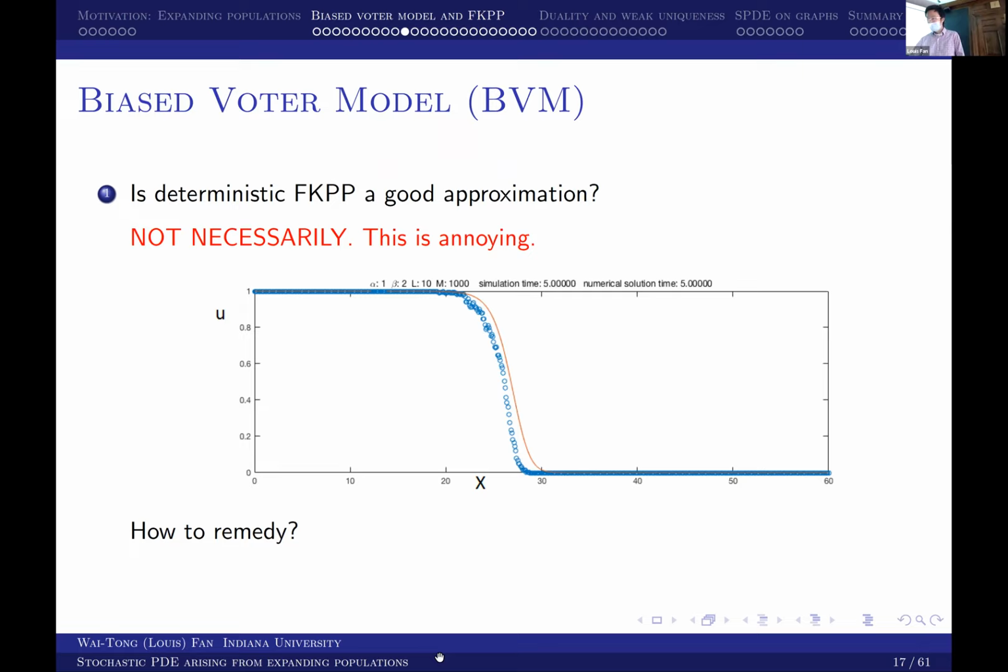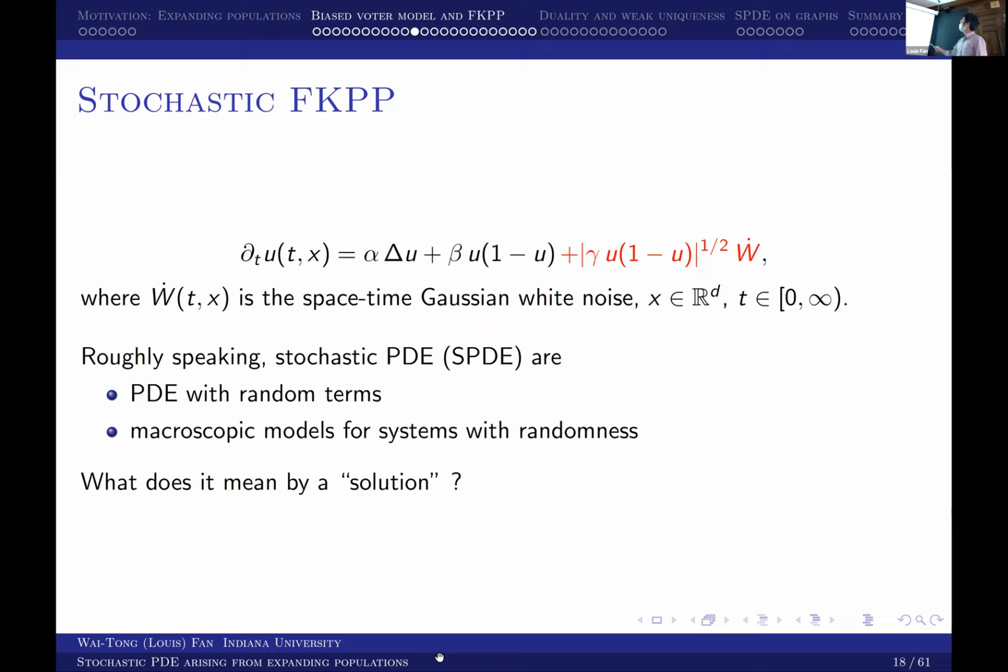So a typical way, physicists might say, what if we look at an SPDE? In this case, the order of magnitude of the variance is u times 1 minus u, as expected, because the noise comes from the interaction between type 1 and type 0. And so the question is, where does this gamma come from? The bias of the model.